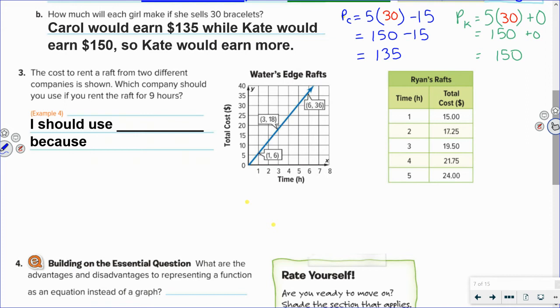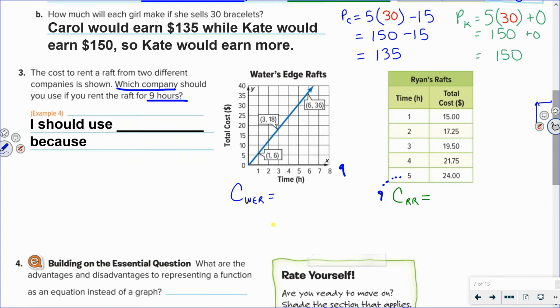Once again, what you could do is create a back-to-back table. Or you could put both on the same graph. But I have to say, something I gravitate towards sometimes are the equations. After all, eventually it's asking us which company we want for 9 hours, and 9 is off the graph and it is way off the table. So let's see if those equations help us.